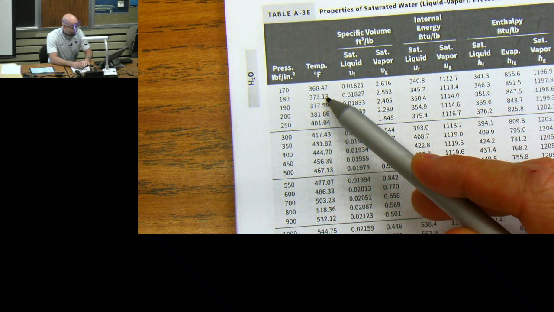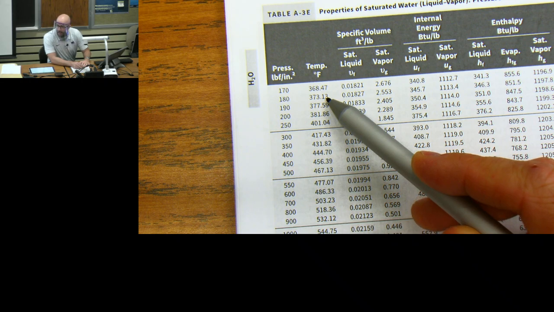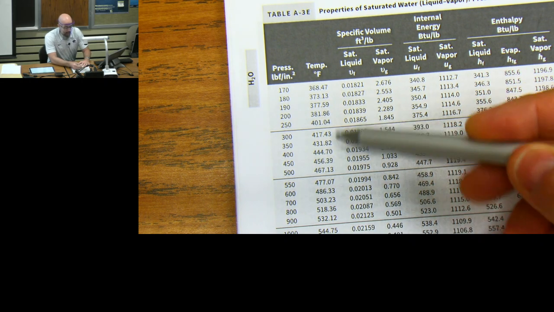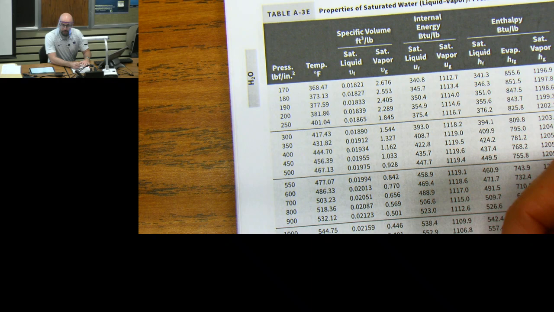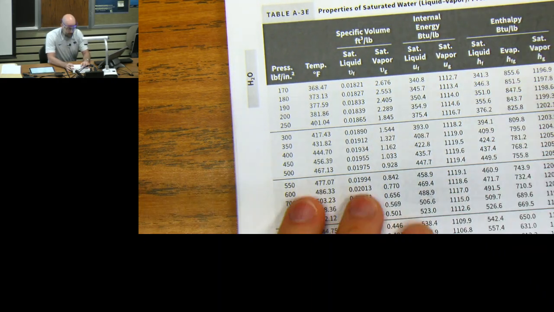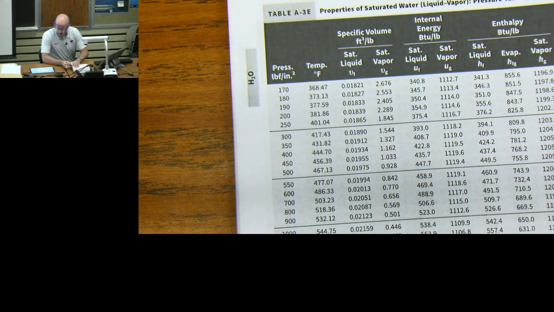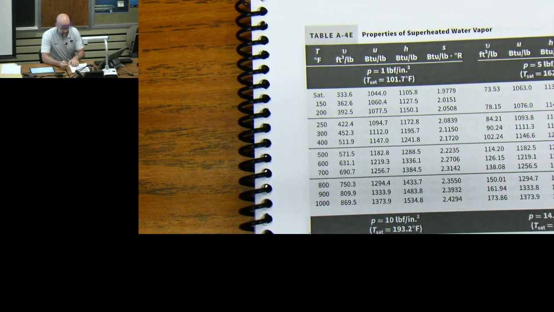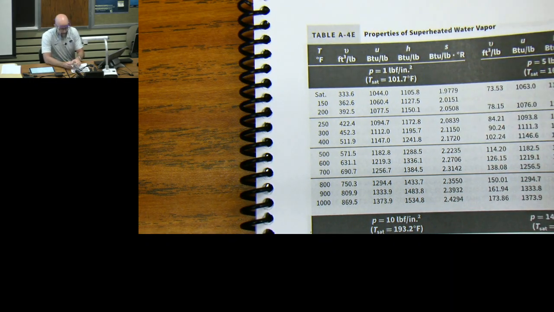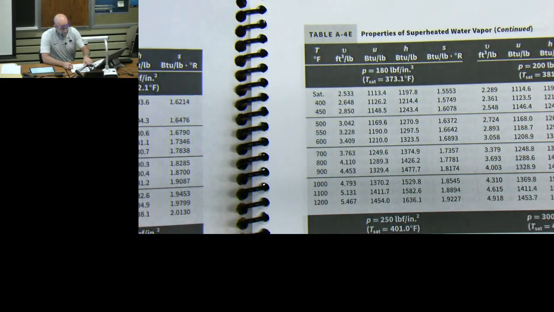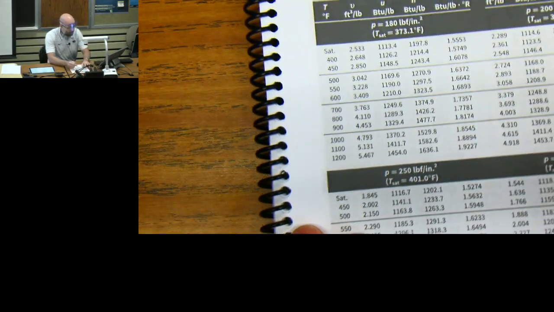At 180 PSI, I saturate at 373.13 degrees Fahrenheit. I'm at 400, so I am a vapor. I always check to start with. You don't have to check. I'm checking just to make sure I'm where I need to be. You could go directly and say, I know this is steam, and go directly into the steam tables and find the values.